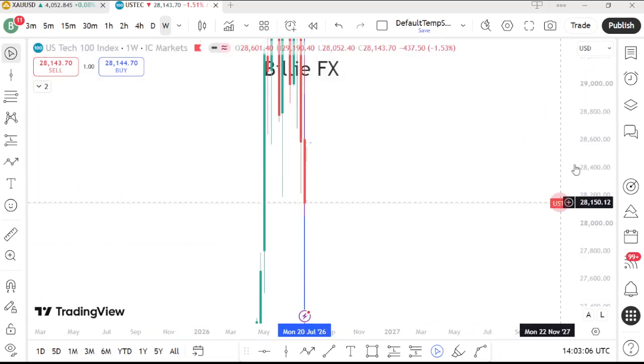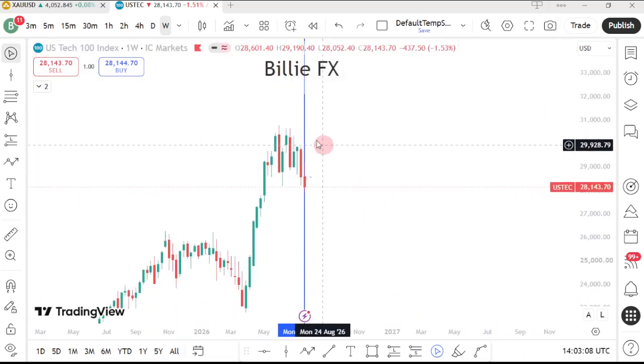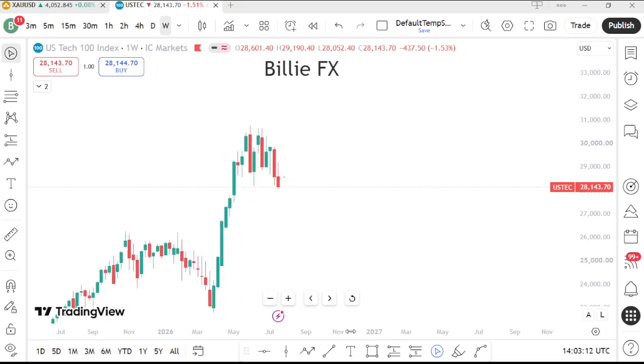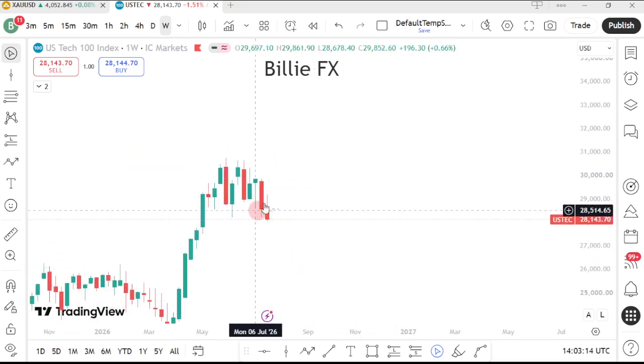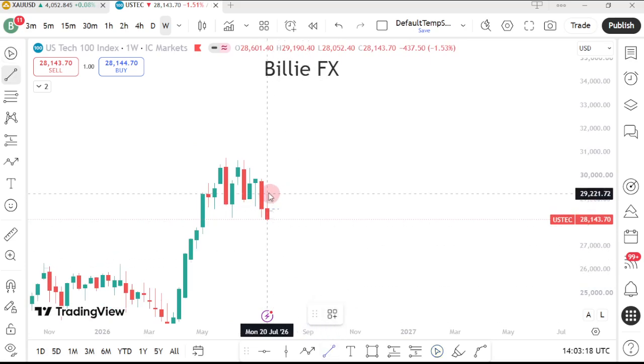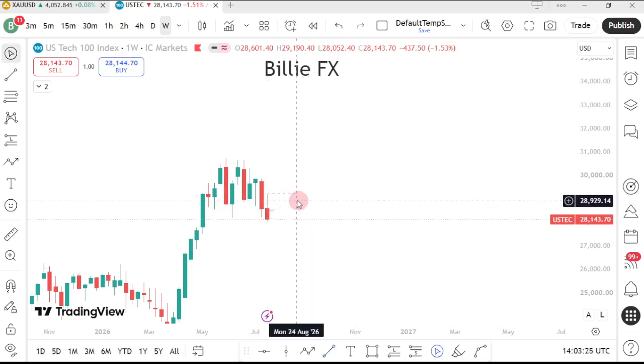Okay. So now on the weekly time frame, what do we see? Let me remove this horizontal line. Now we see that the week also closed bearish. So what do we do? We use a horizontal line, then we mark the high of the week. Okay, we mark the high of the week like that.